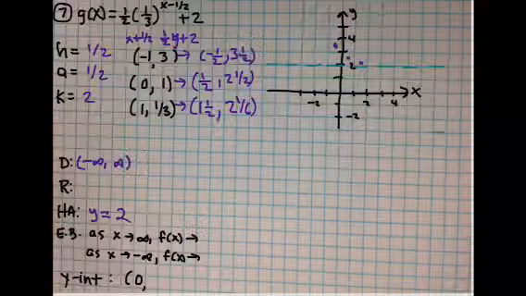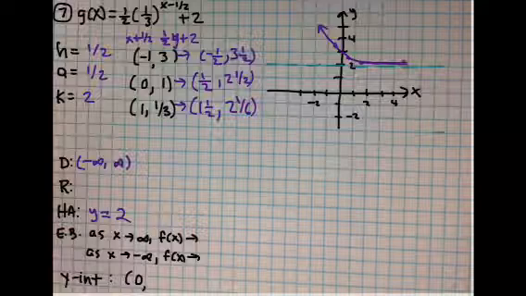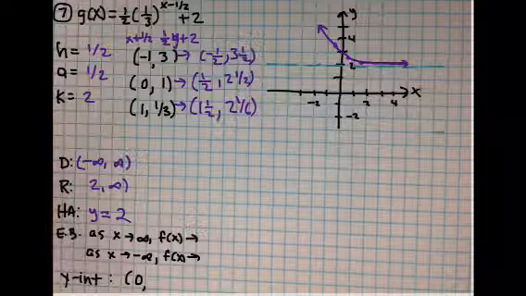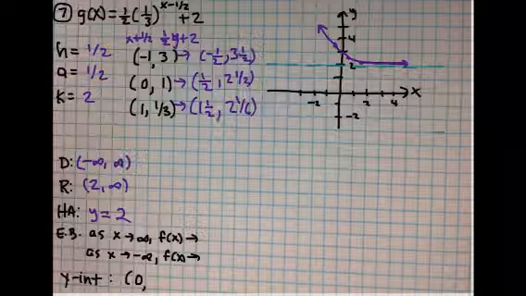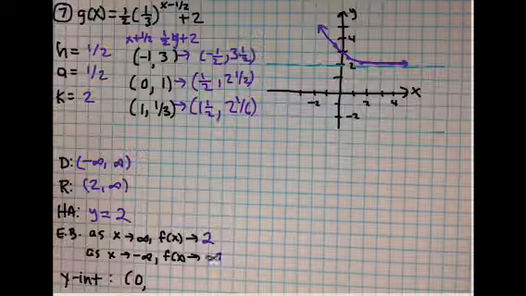So it goes like that. Okay, it's not a horizontal line, it's always getting closer and closer to the horizontal asymptote. So there's the graph right there. The range is everything above 2, greater than 2, so 2 to infinity. The end behavior, as you go to the right, it approaches positive 2. As you go to the left, it goes up, so it's infinity.